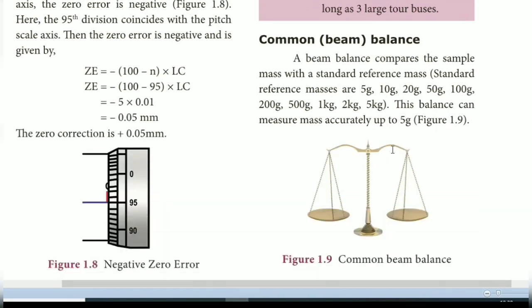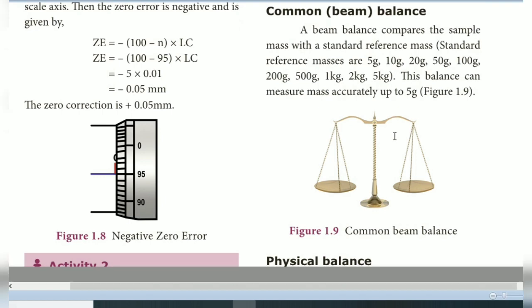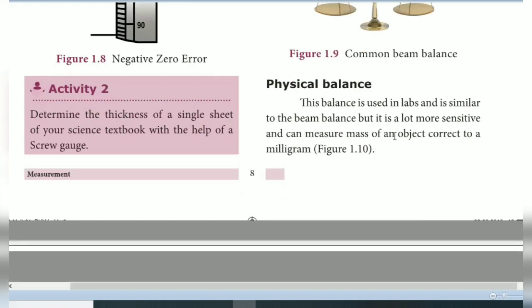The first measuring device is the common or beam balance. We can call it the common balance. Look at this picture. This is a beam balance. The beam balance compares the sample mass with the standard reference mass. Here the standard reference masses are 5 gram, 10 gram up to 5 kilogram. By using the beam balance, we can measure accurately up to 5 gram.